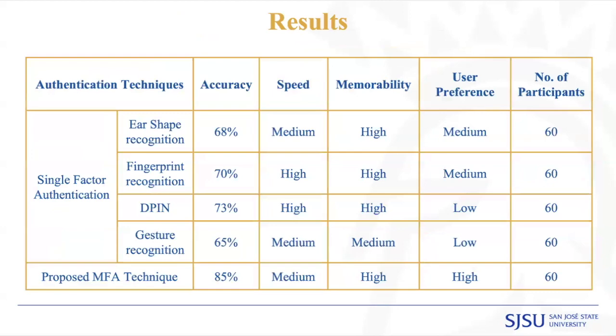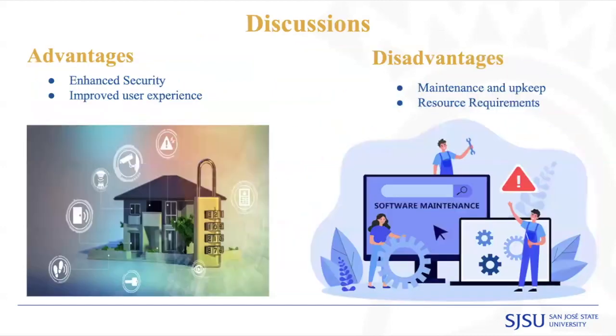Based on the survey results, the accuracy of individual techniques ranges from 65 to 73%. However, the combined MFA technique achieves an accuracy of 85%, which is higher than any other technique. The main advantage is enhanced security, preventing unauthorized access while providing user convenience. But there are also limitations for this technique. Implementing and maintaining this hardware intensive solution needs careful attention. Dealing with different algorithms adds its own challenges, highlighting the importance of consistent and thorough maintenance.